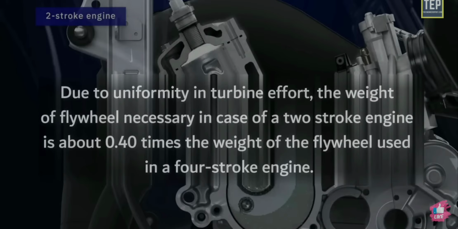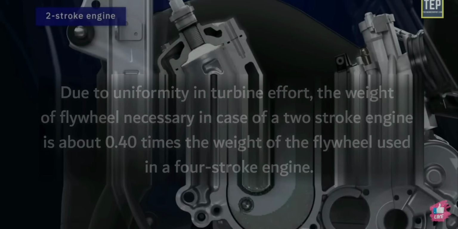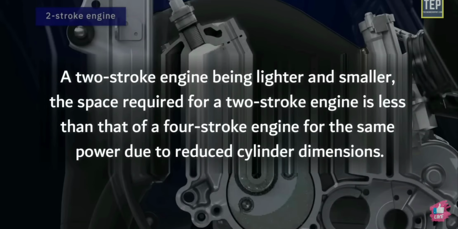Due to uniformity in turning effort, a lighter flywheel is sufficient in the case of a two-stroke. It is about 0.40 times the weight of the flywheel used in a four-stroke engine. A two-stroke engine is lighter and smaller, and it takes less space than a four-stroke engine for the same power due to reduced cylinder dimensions.